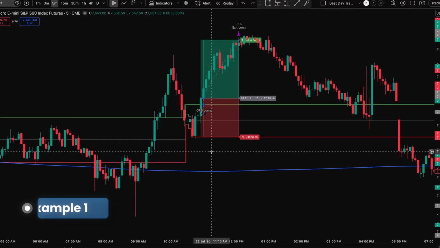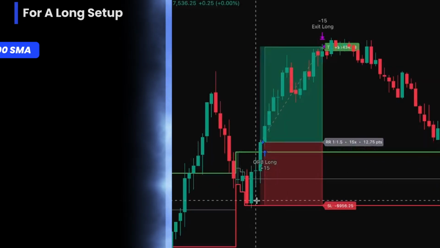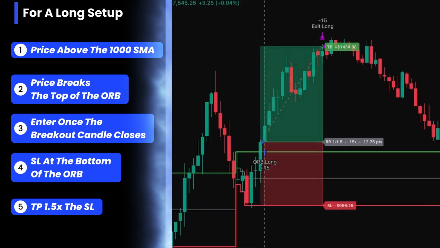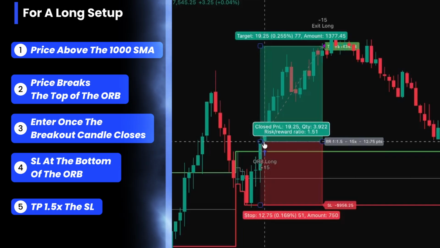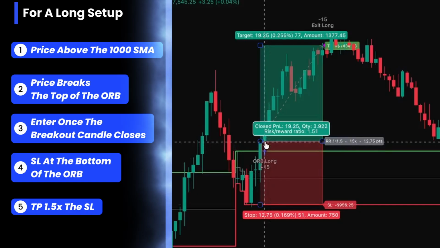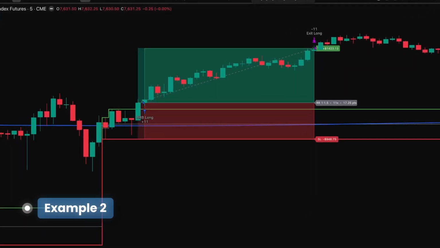Here's a great long example. The price just broke out of the actual ORB and it is above the 1000 SMA. The second that happens, once this candle closes, you take an entry, stop loss at the other side of the ORB, and take profit 1.5 from there. Easy win. Here's another long example.